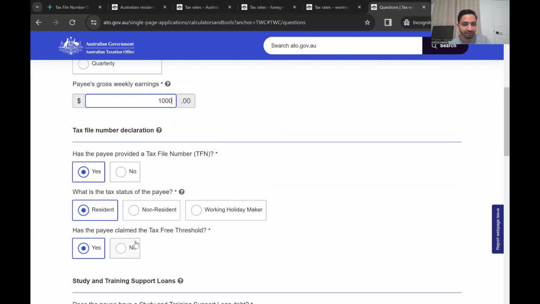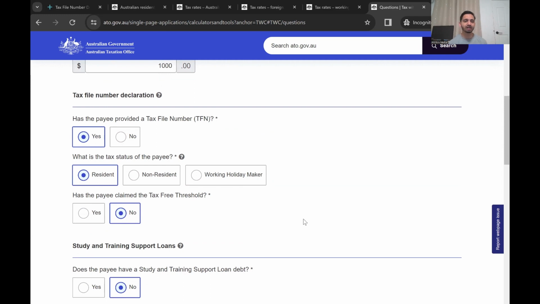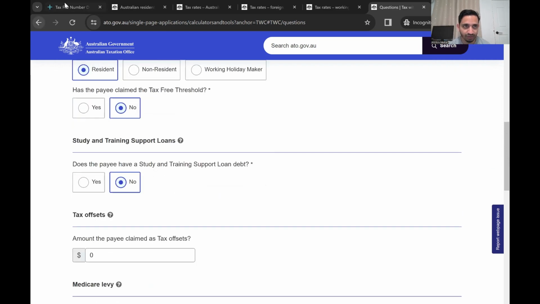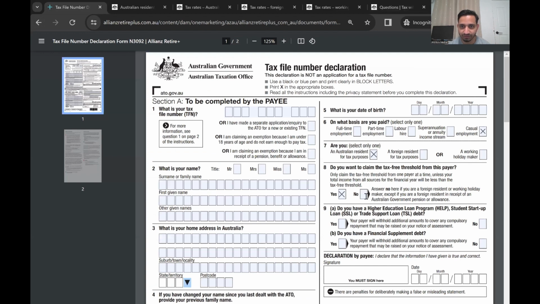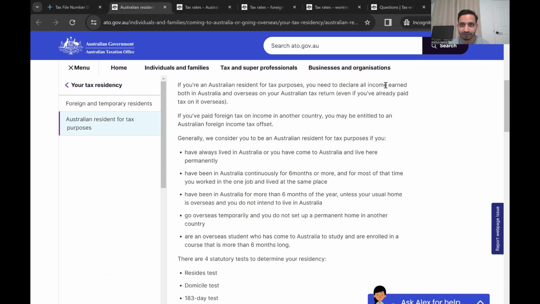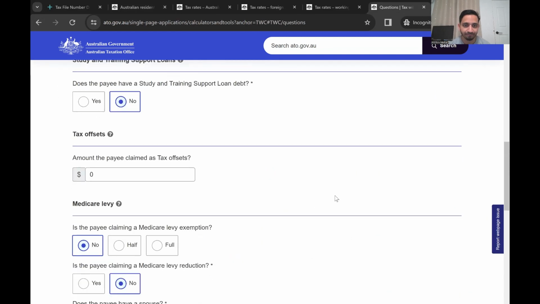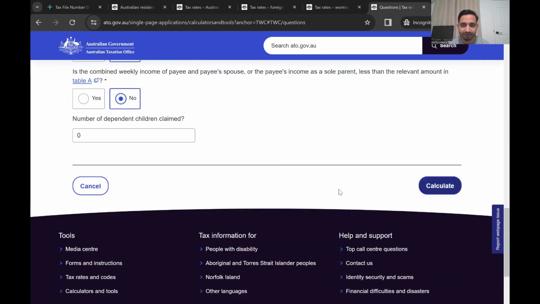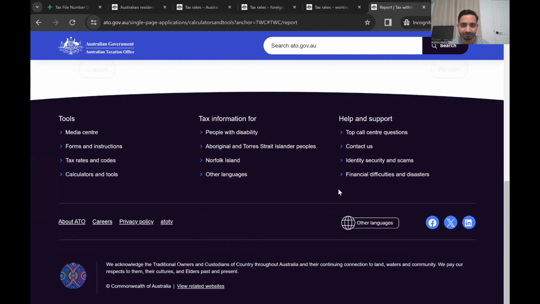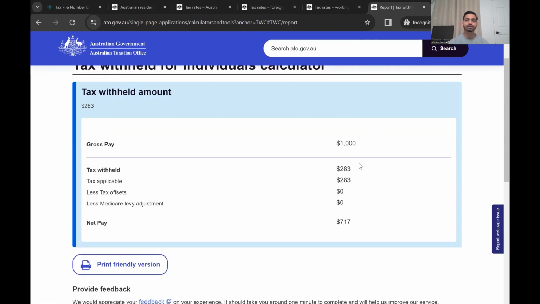So let's say I'm a resident, but I don't claim the tax-free threshold. And a lot of people make that mistake as well. They don't really understand what a tax-free threshold means, and they take no in this form. They just say no instead of yes. What happens is that, let's calculate their net pay, and they will be paying 28.3%.